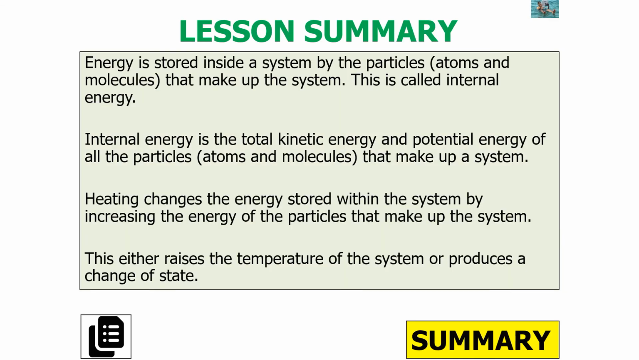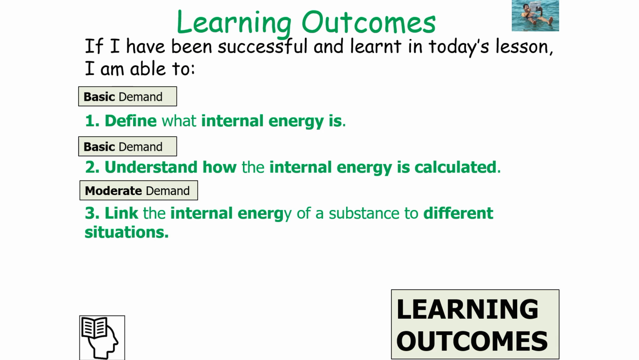Now, what have we learned in today's lesson? The energy stored inside a system by the particles that make up the system is called the internal energy. The internal energy is the total kinetic energy and potential energy of all of the particles that make up a system. Heating changes the energy stored within the system by increasing the energy of the particles that make up the system, and this will either raise the temperature of the system or produce a change of state. If we've been successful in today's lesson, we should be able to define what internal energy is, understand how internal energy is calculated, and link the internal energy of a substance to different situations.